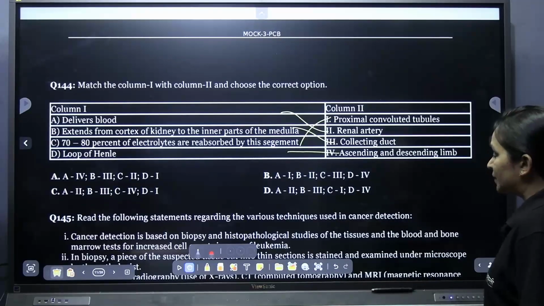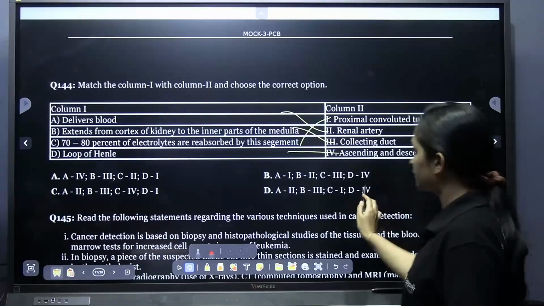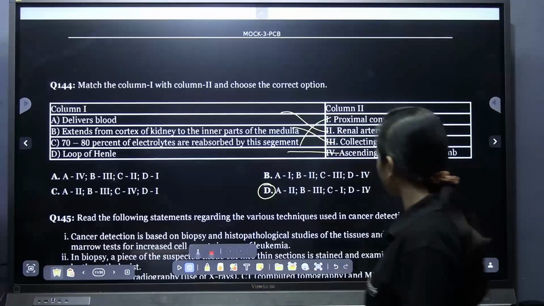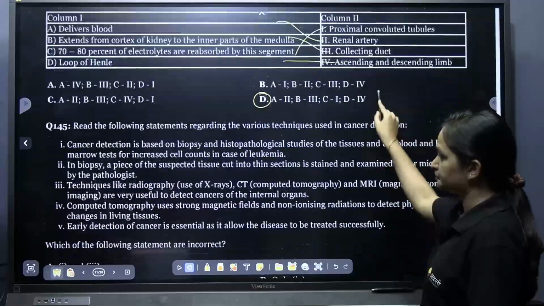So A2, B3, C1 and D4. Is it correct? Yes, D4, D for Delhi, is the correct answer.